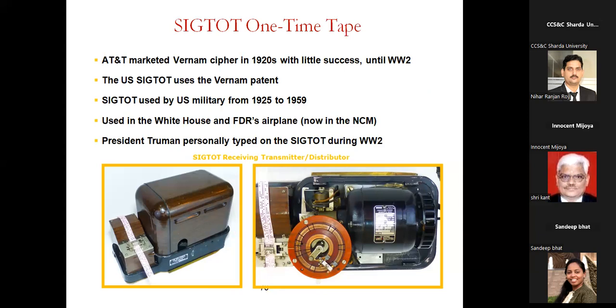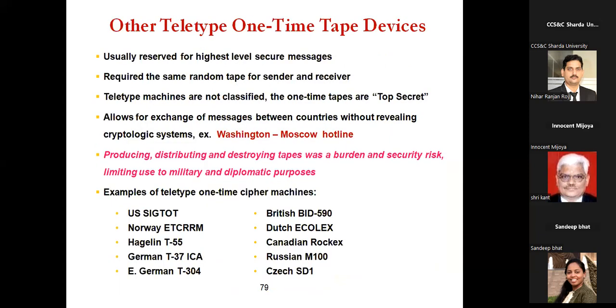AT&T marketed the Vernam cipher in 1920 with little success until World War II. The US SIGTOT used the Vernam patent, a military system from 1925 to 1959. It was used in the White House. President Truman personally typed messages on SIGTOT for sending. Usually reserved for highly classified secure messages, it requires the same random tape for sender and receiver. Teletype machines are not classified; the one-time tapes are top secret.